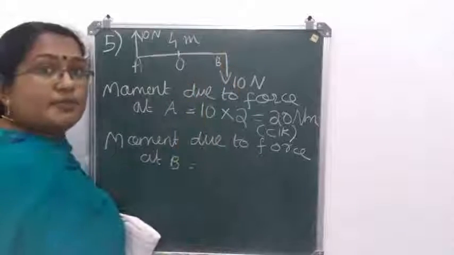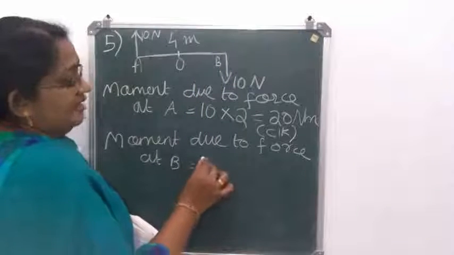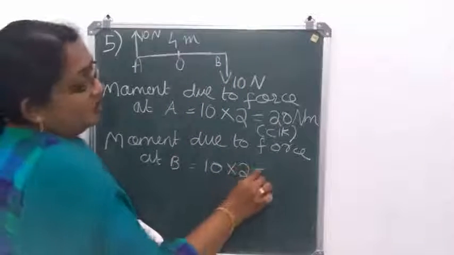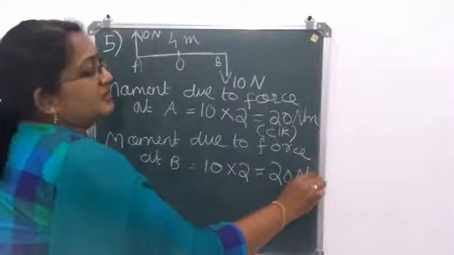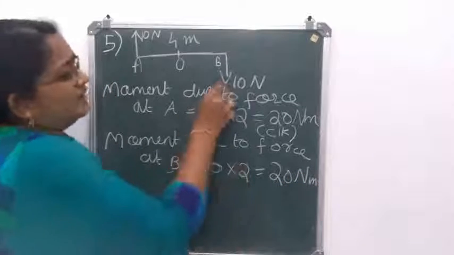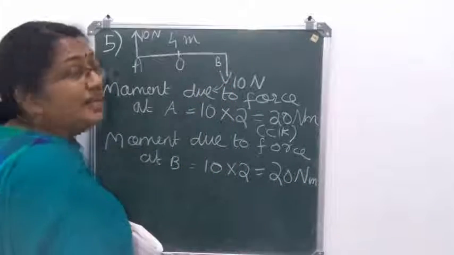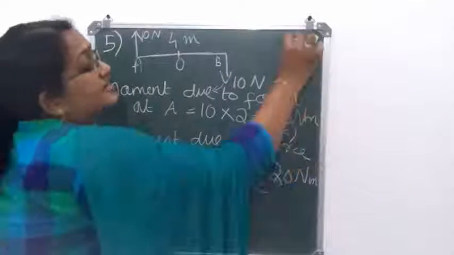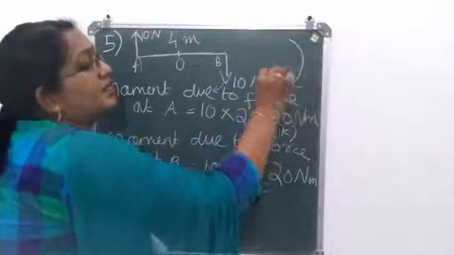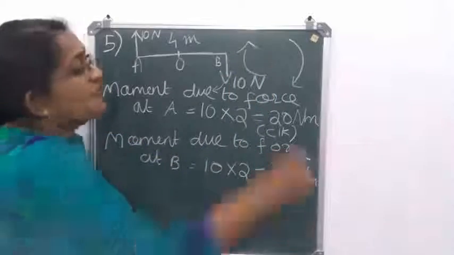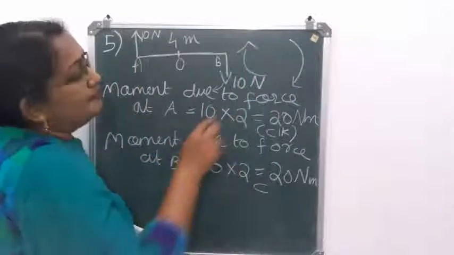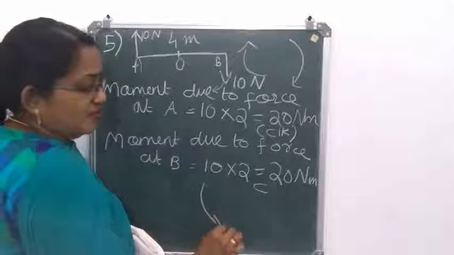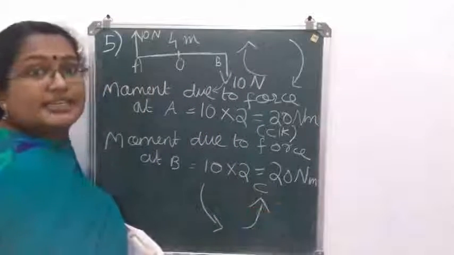So what is the moment produced due to the force at B? Here also the force is 10 Newton, distance is 2. So 10 into 2, which is equal to 20 Newton meter. And what about the direction? Here also it is acting in the clockwise direction, isn't it? I think you know which is clockwise and which is anti-clockwise. In this direction the needle of the clock moves, so this direction is considered clockwise, whereas this one is anti-clockwise.